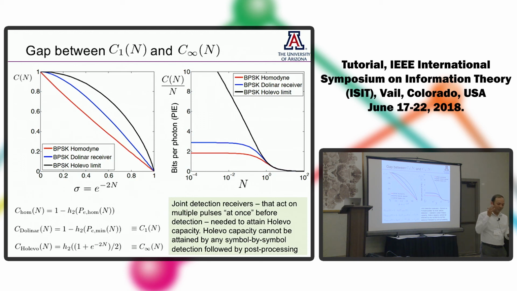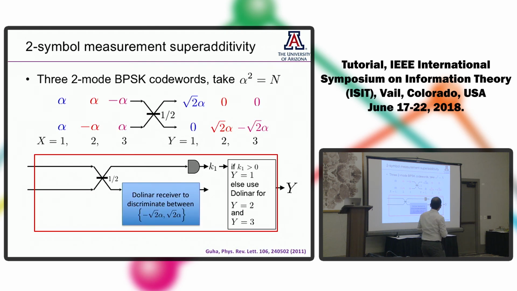The moment I transduce one optical modulated pulse at the output of the channel, bring it to the electrical domain, if I do that on a channel use by channel use basis, I'm done. I'm already stuck below C1. In order to go beyond C1, you have to do more than that. So let's take this example.